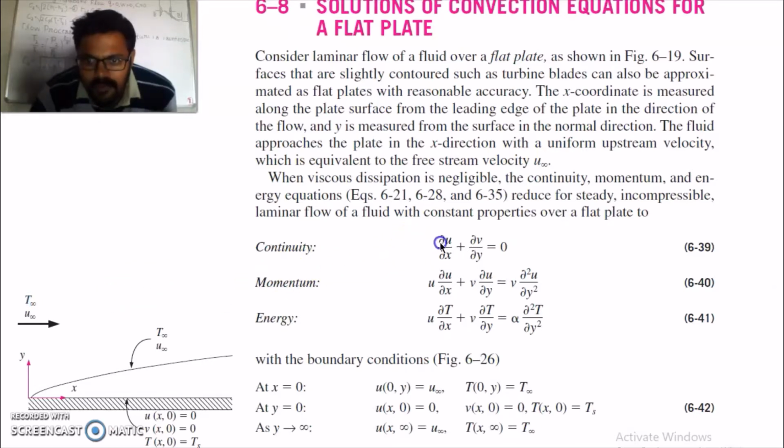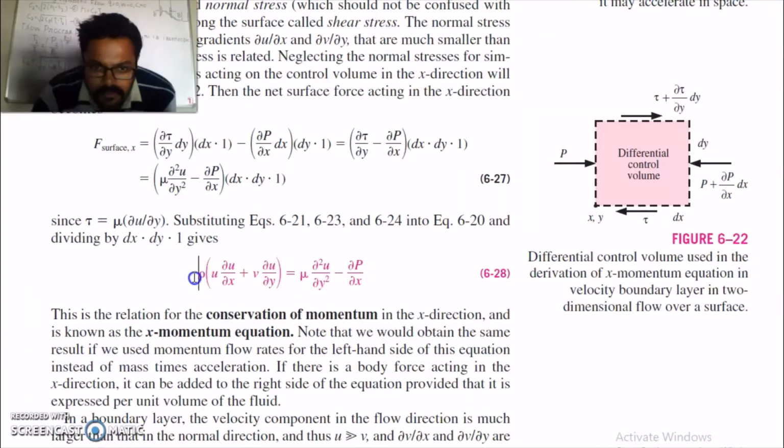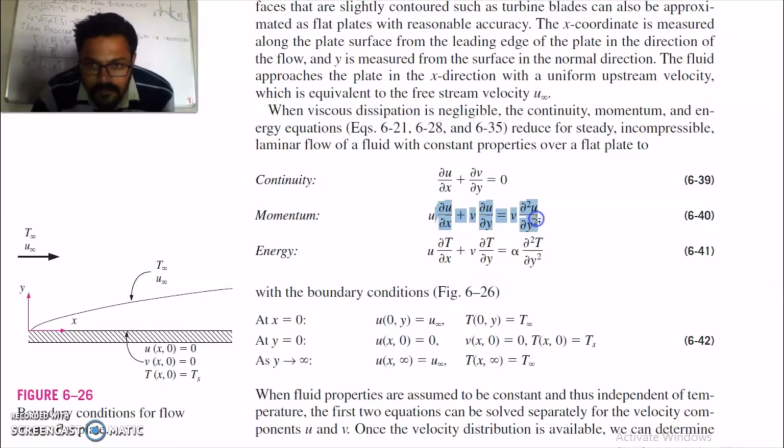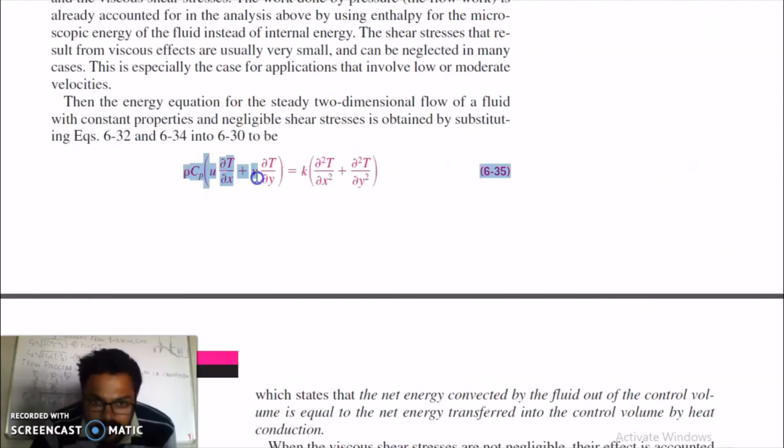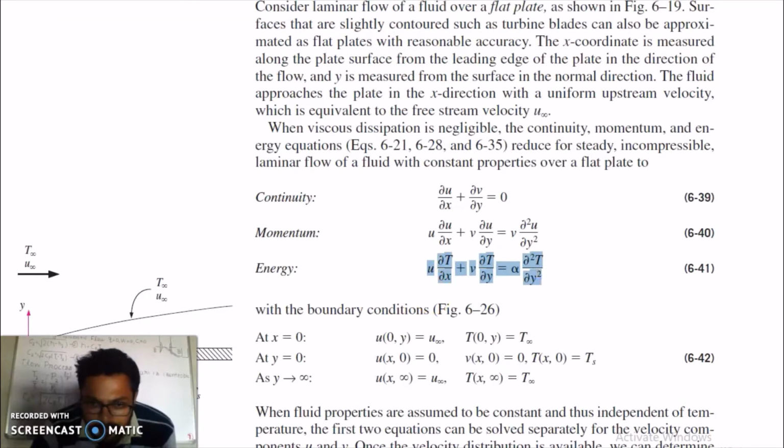So, continuity equation. The momentum equation will reduce to this equation here. In this equation, del P by del x is 0. Also, del T by del x is much less than del T by del y. So this energy equation will reduce, and this component will be eliminated, giving this form.